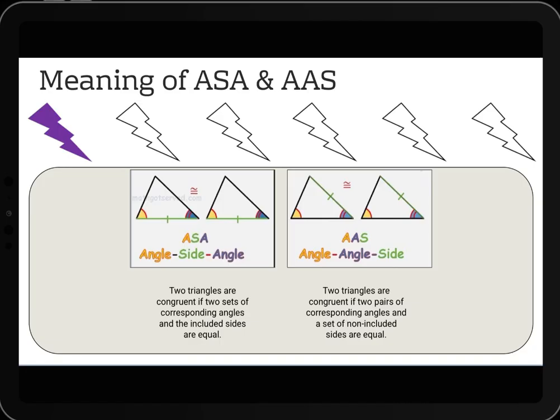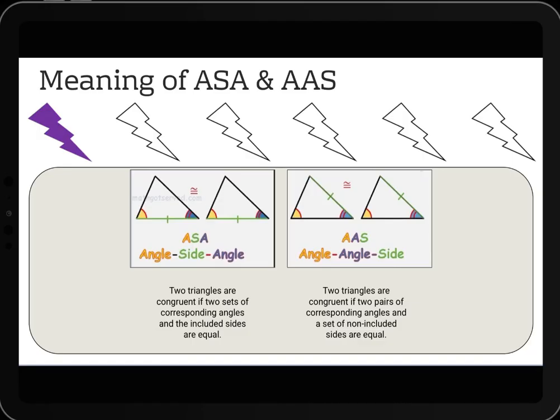If we ask you to describe the meaning of a postulate or theorem, these provide those descriptions: angle-side-angle and angle-angle-side. For angle-side-angle, you have two angles and an included side. For angle-angle-side, you have two angles and a non-included side. So really make sure you understand the difference between those two.